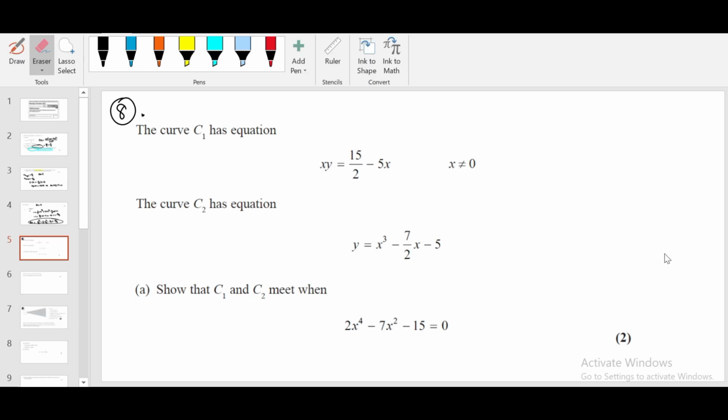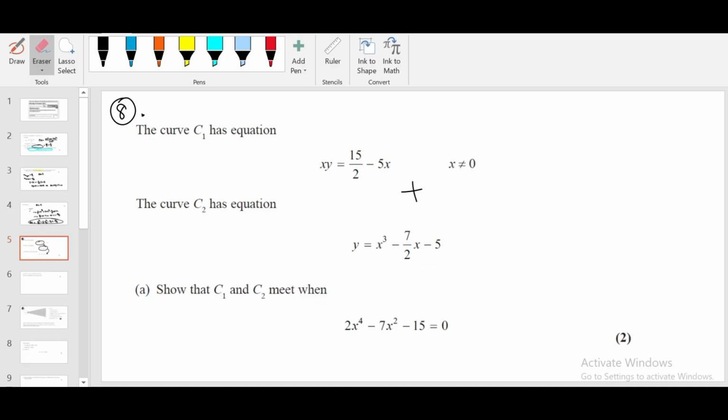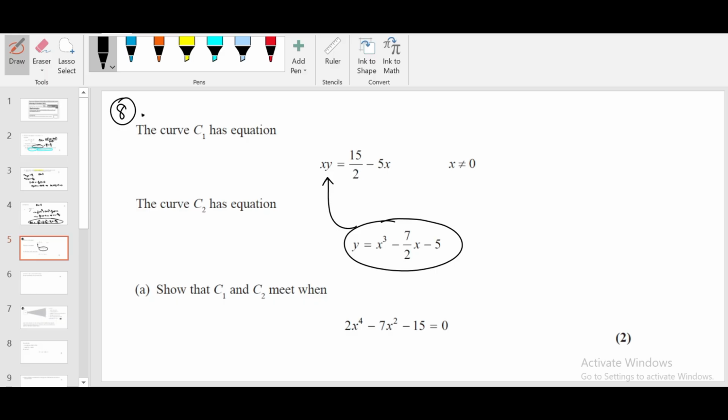Question number 8 now. Curve C1 has equation, C2 has equation. Show that C1 and C2 meet when this is equal to this. Basically, you have to combine these two equations and then frame this equation. You see how I'm going to combine this? We know y is equal to this, right? So I'm going to put this y in here. So x times x cube minus 7 over 2x minus 5 is equal to 15 over 2 minus 5x. I open the bracket here and multiply throughout by 2 to get rid of the fraction.